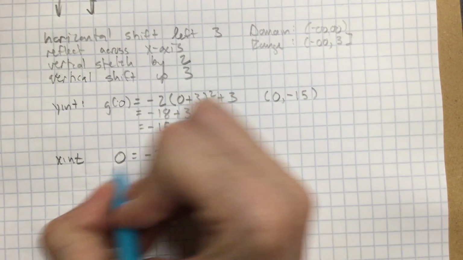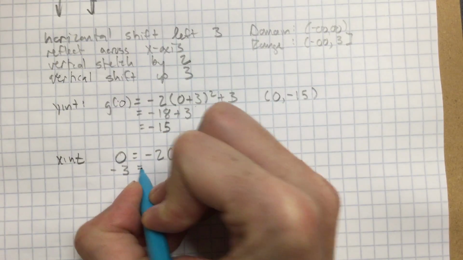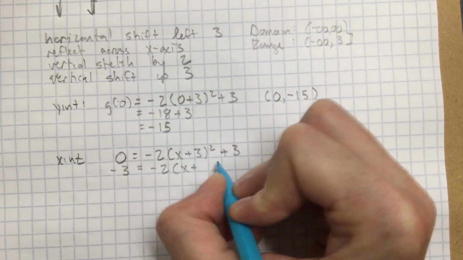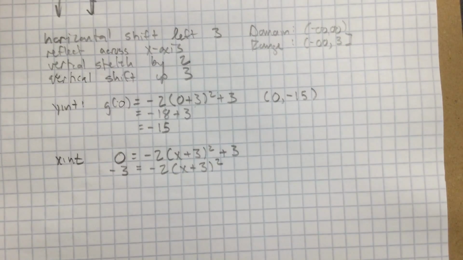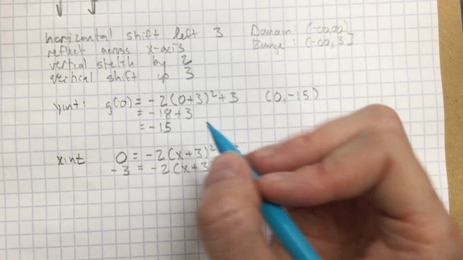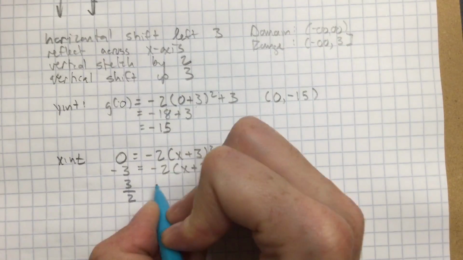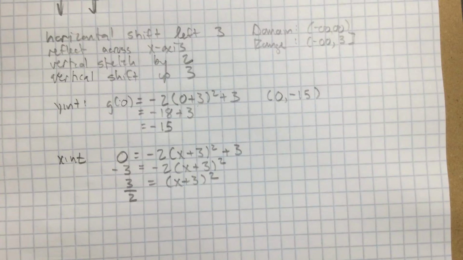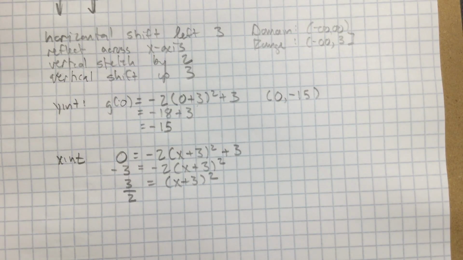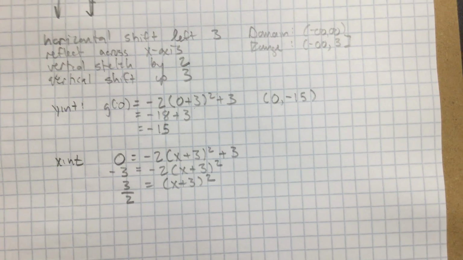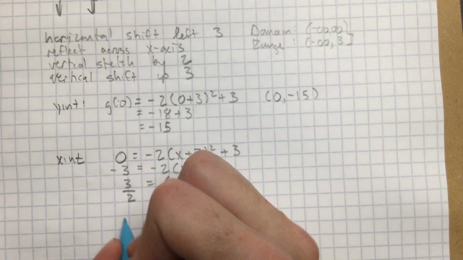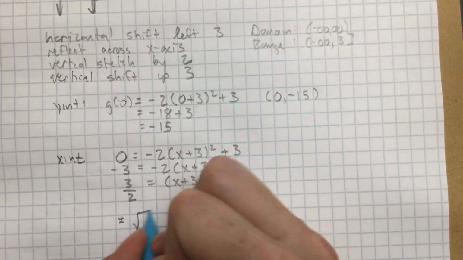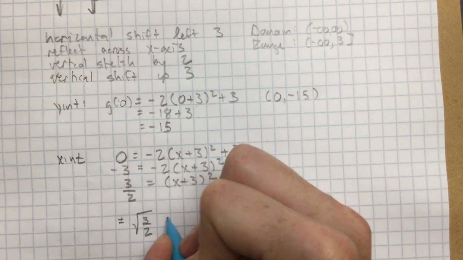So I'm going to move my 3 over. I get -3 equals -2 times (x plus 3) squared. We're going to divide by -2. So 3 halves equals (x plus 3) squared. So to get rid of the squared, we take the square root. When you take the square root, you have the positive part and you have the negative part. So I end up with plus or minus the square root of 3 halves.